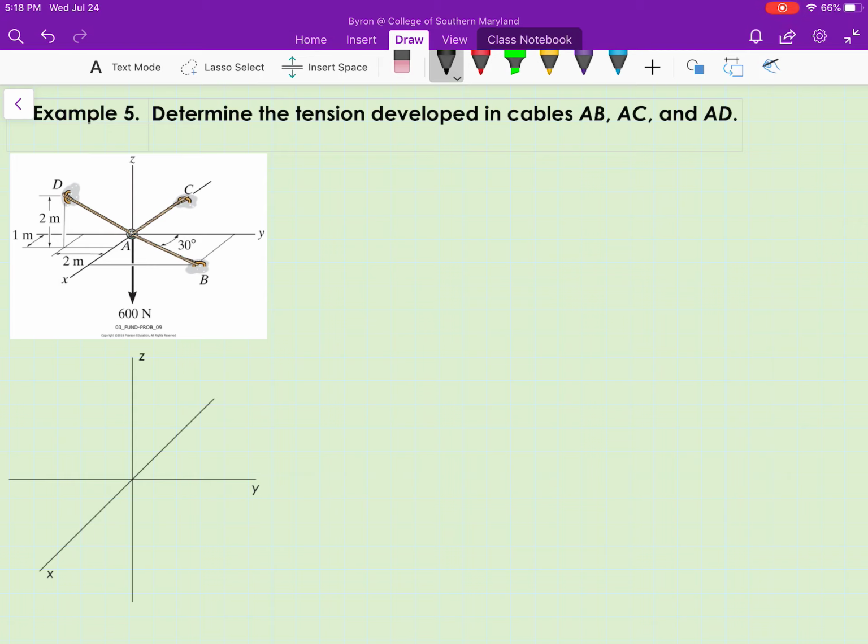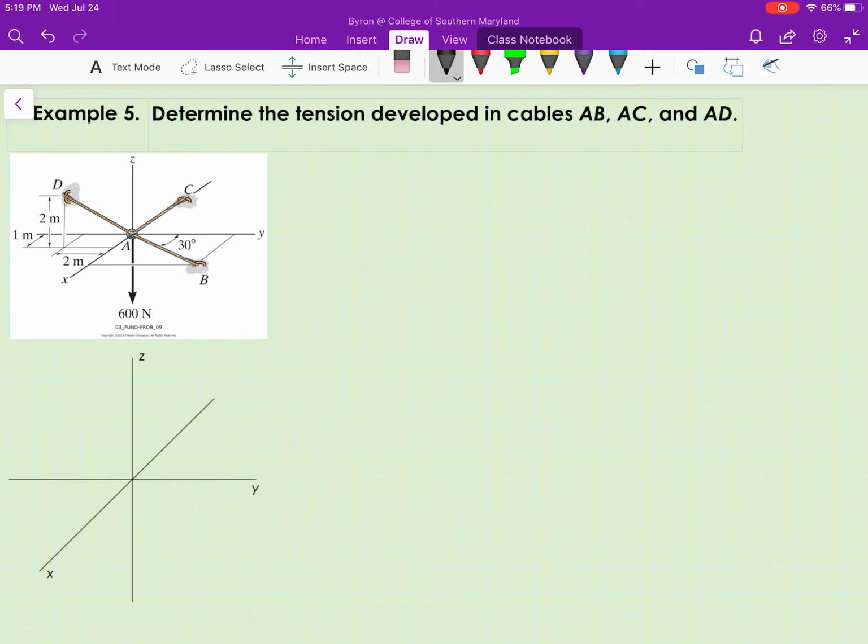components, which is going to create 3 independent equations involving the 3 unknown magnitudes of the tensions in cables AB, AC, and AD. And then the final step is going to be to solve those 3 simultaneous equations that have the 3 unknowns and solve those for the unknown tensions.